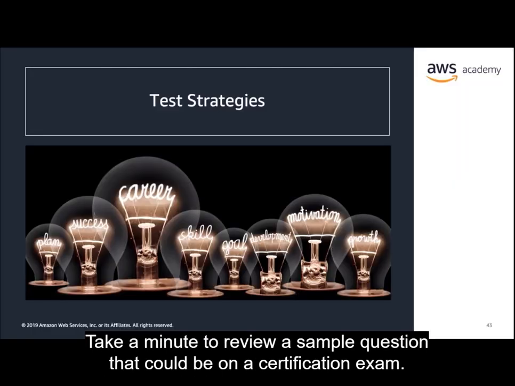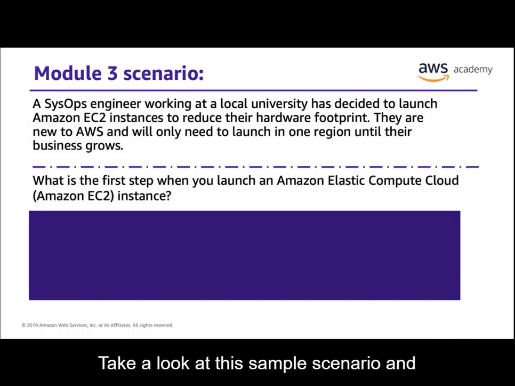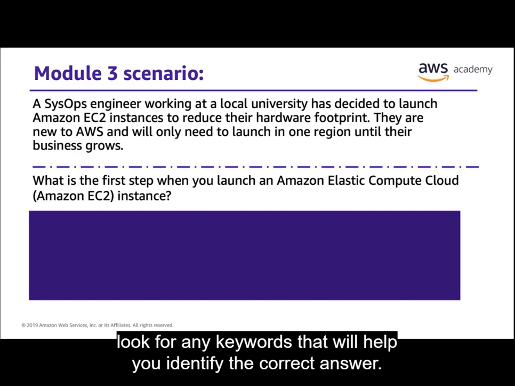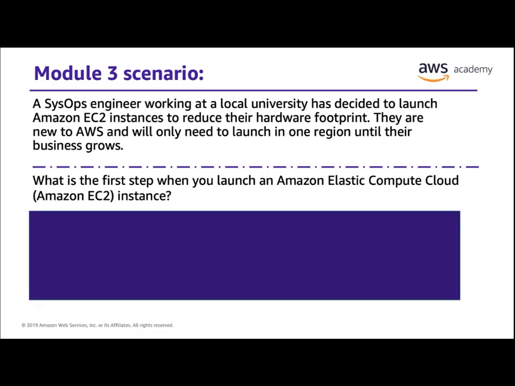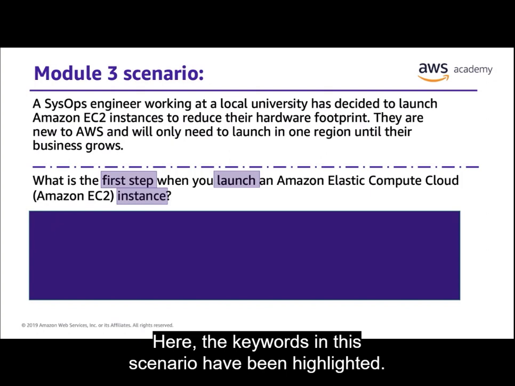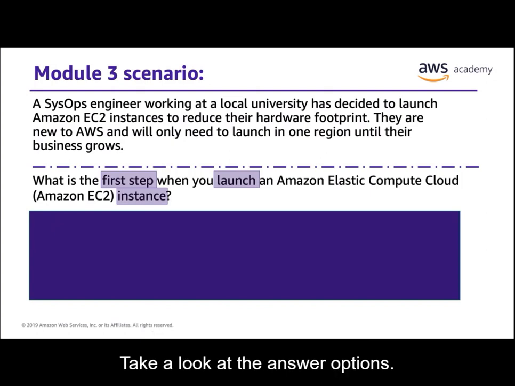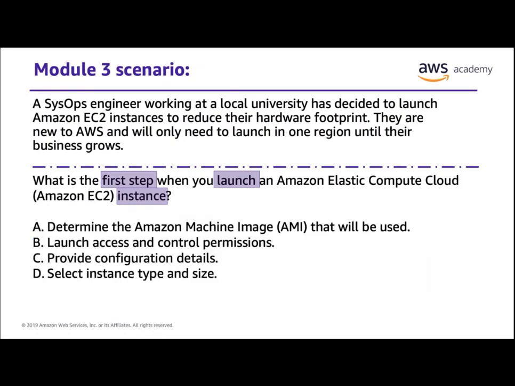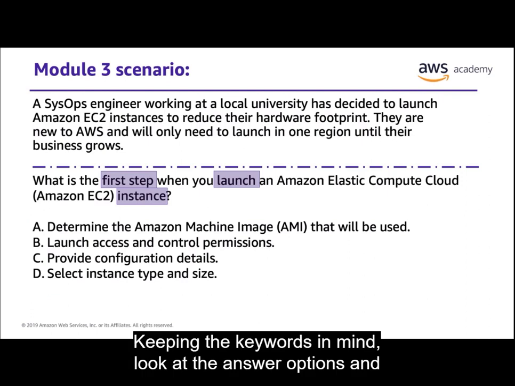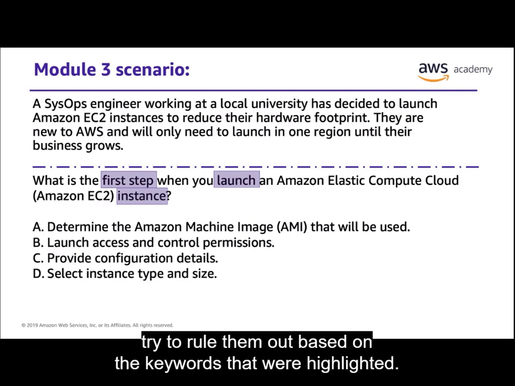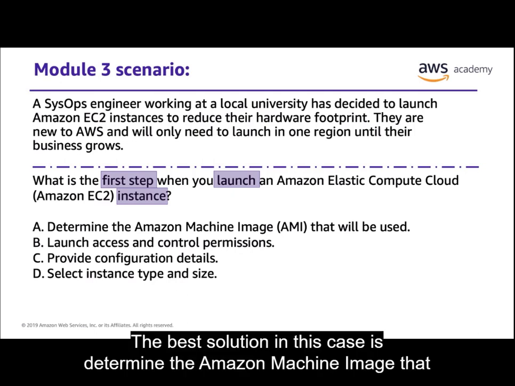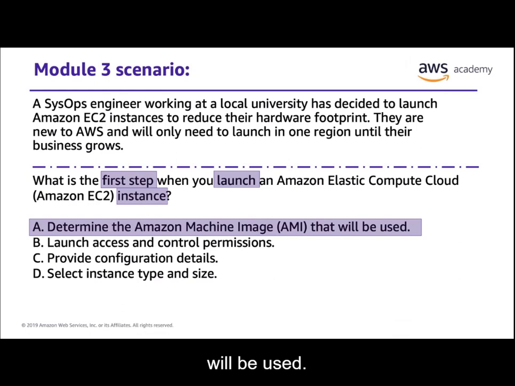Take a minute to review a sample question that could be on a certification exam. Take a look at this sample scenario and look for any keywords that will help you identify the correct answer. Here, the keywords in this scenario have been highlighted. Take a look at the answer options. Keeping the keywords in mind, look at the answer options and try to rule them out based on the keywords that were highlighted. The best solution in this case is determine the Amazon machine image that will be used.